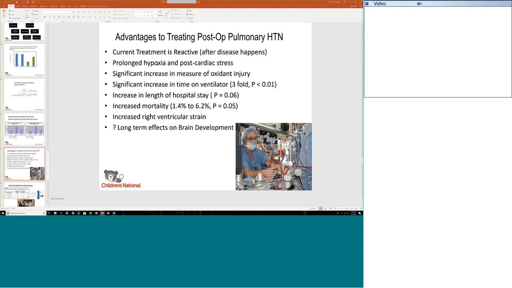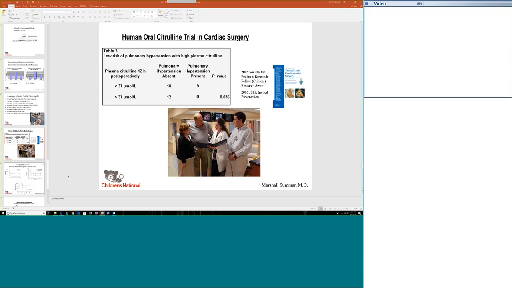A lot of the new neurocognitive research in patients undergoing cardiac surgery says that this is a real stress on the brain. In the pulmonary hypertension patients, you get a significant increase in measures of oxygen injury, a significant increase in time on ventilator, it's threefold longer, increased length of hospital stay, and increased mortality, it goes from about 1.4% to about 6.2%, and increased right ventricular strain, which can also lead to some lung things. Like I said, we just don't know what the long-term effects on the brain are, but we think they're not very good.